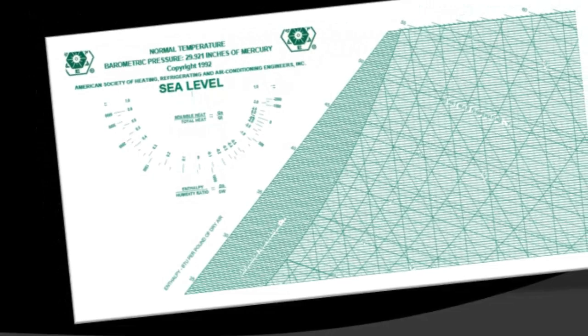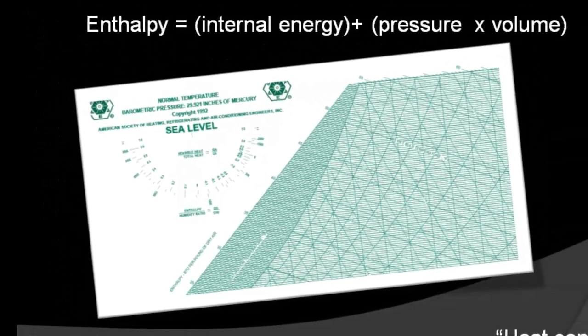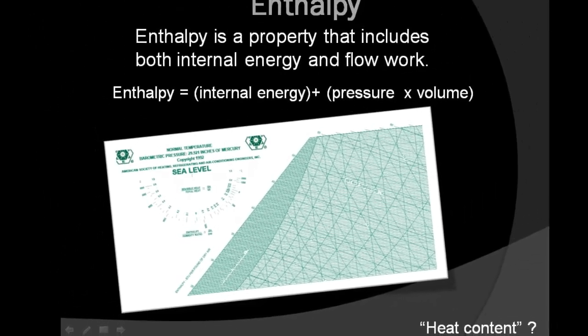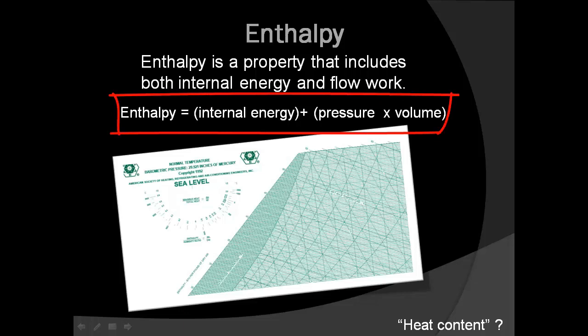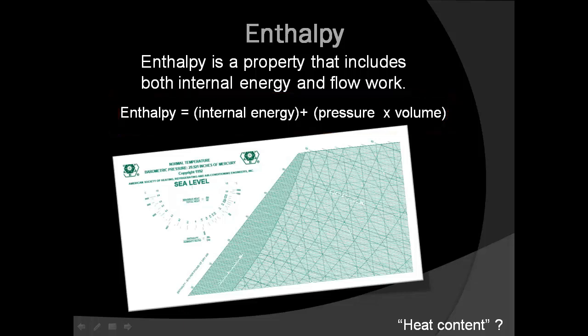So what is this property called enthalpy? Well, technically speaking, enthalpy is a combination of a body's internal energy plus the product of its pressure times volume. Enthalpy is a measure of the total energy of a system. You might hear the definition of enthalpy as the property of a body that measures its heat content.